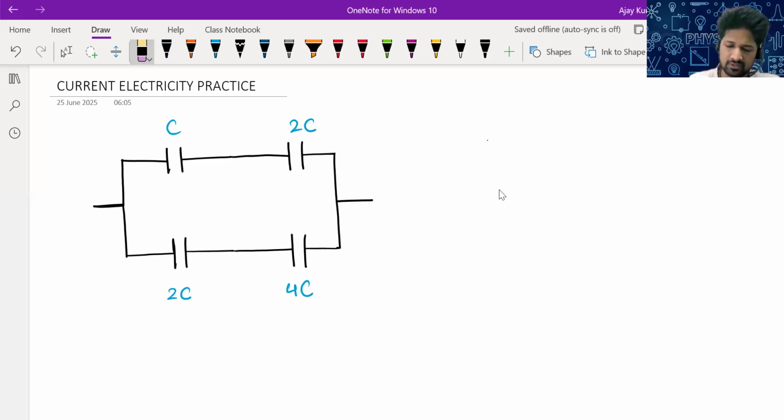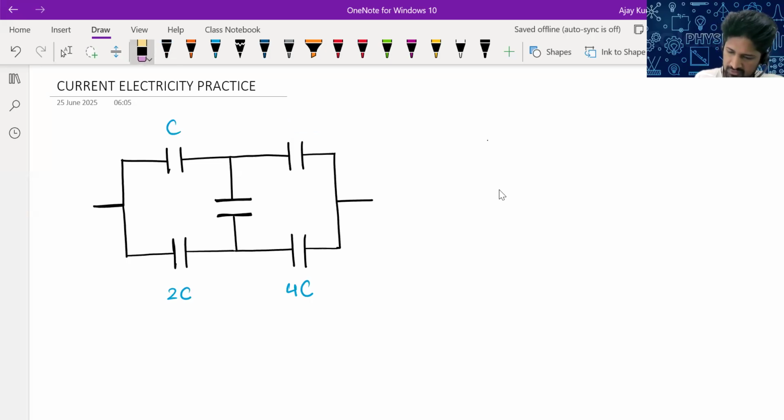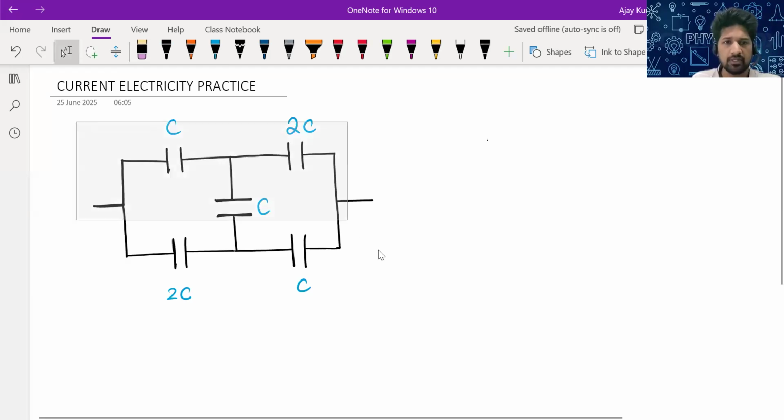Okay, that is when the Wheatstone bridge is balanced, if the ratio on the left side is the same as the ratio on the right side. But how to deal with it if it is unbalanced? Let us see. Let's say you have C and 2C, and you have 2C and C on the other side, with, let's say, C in between. What you need to find out here is the effective capacitance of this system between the ends.